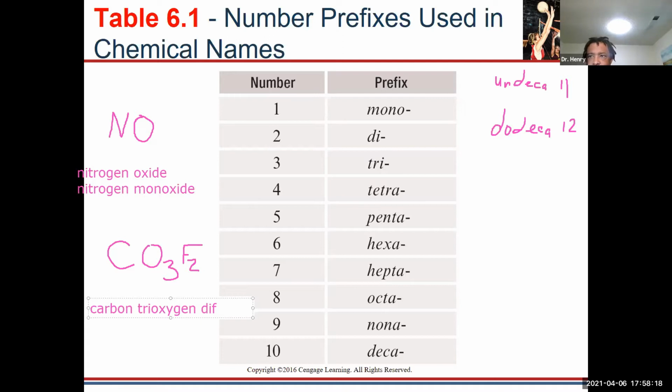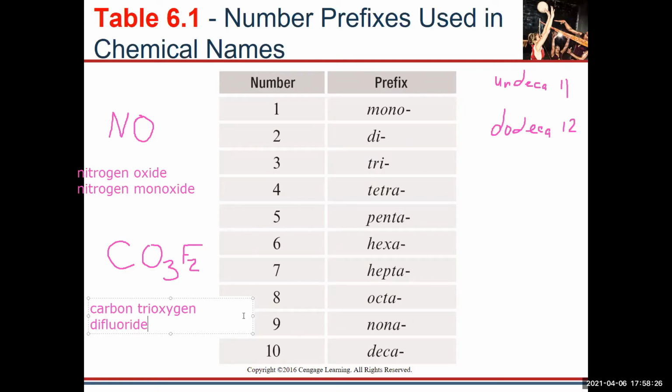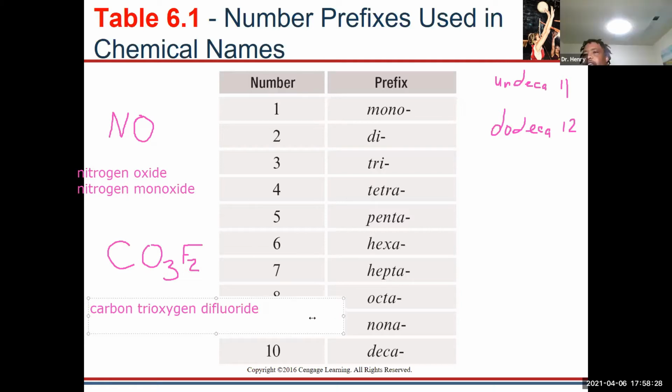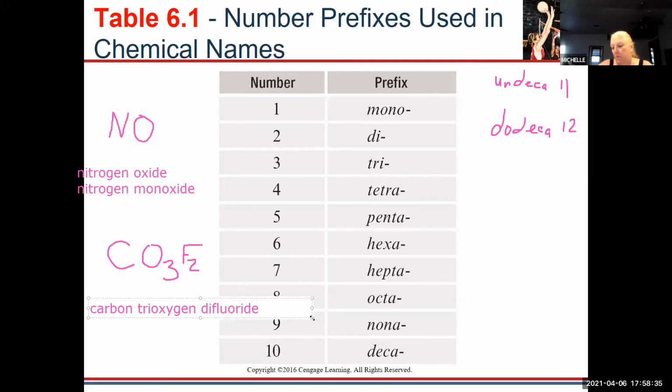It wouldn't be trioxide, it would be trioxygen. Only the -ide goes at the end. At the end of the compound. It lets us know that it's the end of the compound. Okay. Simple.